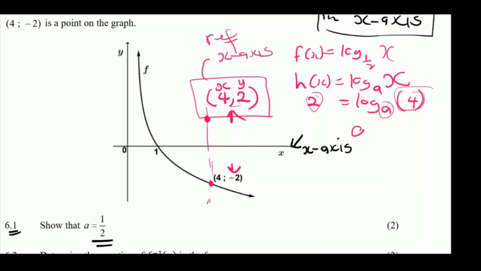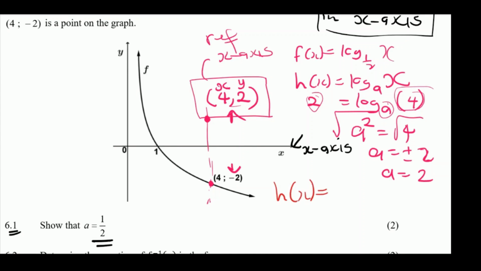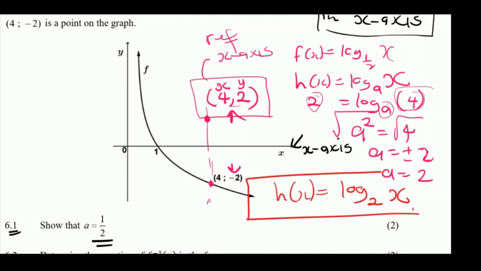It's going to be a to the power of 2 is equal to 4, and then you take the square root of both sides, so our a value is equal to plus or minus 2. We're going to take the positive 2, so a is equal to 2. So now we found the equation of h of x. So h of x is equal to log of base 2 of x. So this is the equation of h of x.